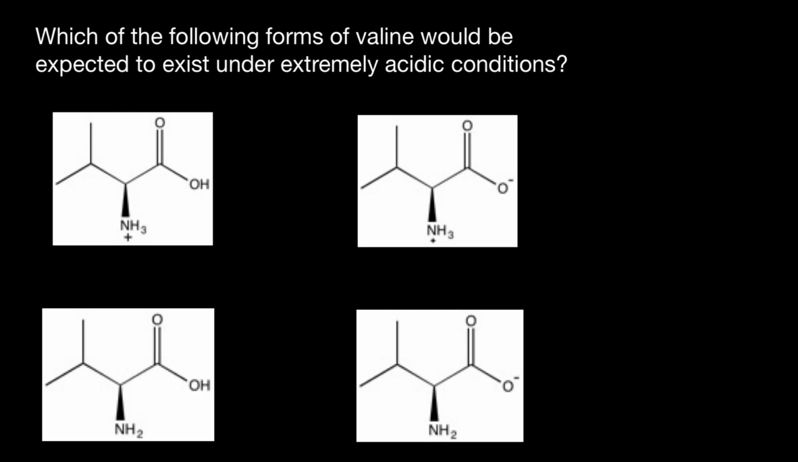Hello and welcome to Nikolai's Genetics Lessons, and today's question is which of the following forms of valine would be expected to exist under extremely acidic conditions.